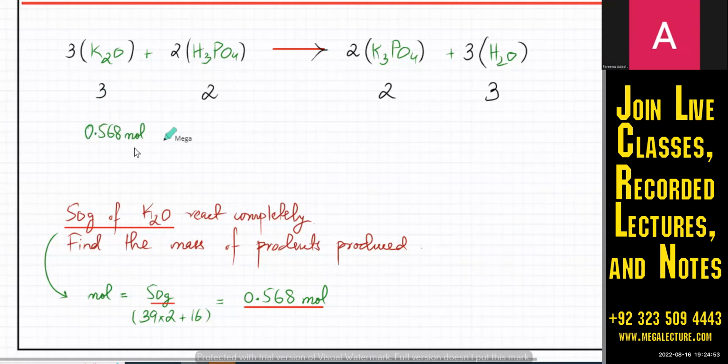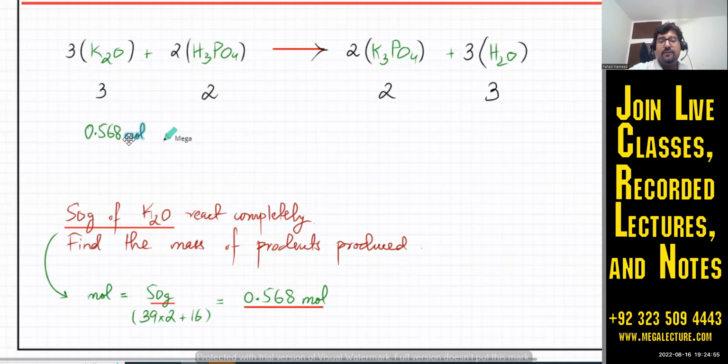I just told you that, we did this previously. If you know the moles of one substance, you can use ratios to figure out the moles of everything else. So how do you find the moles of phosphoric acid? 0.568 divided by 3 times 2. You can either use ratios, 3 is to 2, then 0.568 is to x, cross multiply and find this out, or the shortcut is 0.568 divided by 3 by its own ratio, multiplied by the other ratio, which is 2.